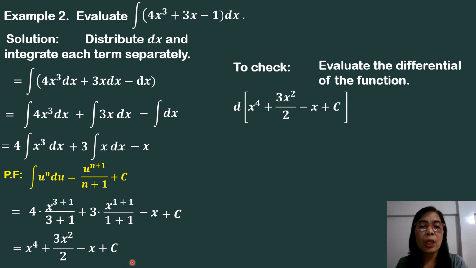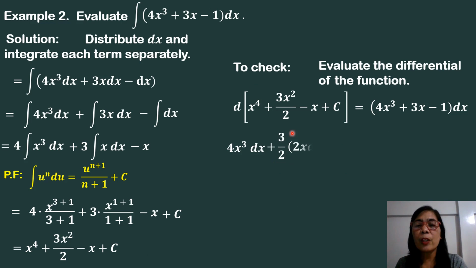Try to differentiate your final answer and check if that is equal to the given integrand. So we have here the differential of x raised to 4 is 4x cubed dx. The differential of 3x squared dx is, we can factor out the constant factor 3 halves, then the differential of x squared is 2x dx, minus the differential of x is dx, and the differential of c, of course, is 0. So we check if these two are equal.